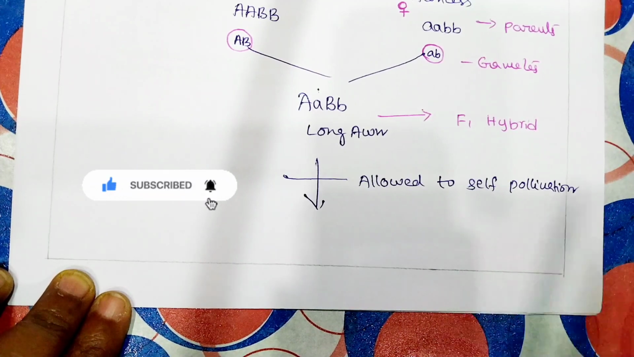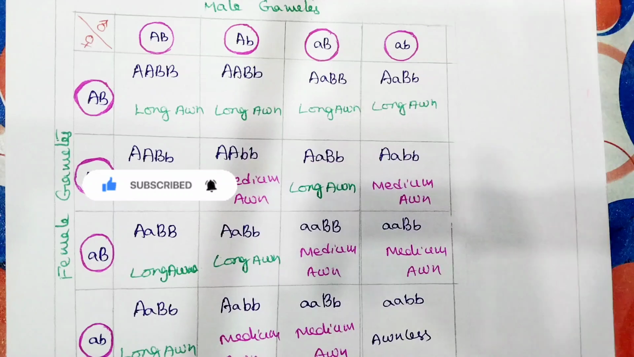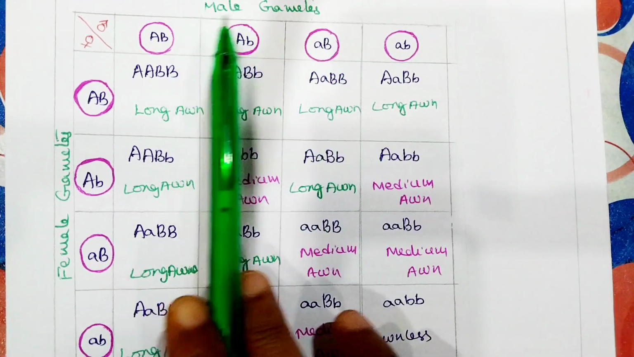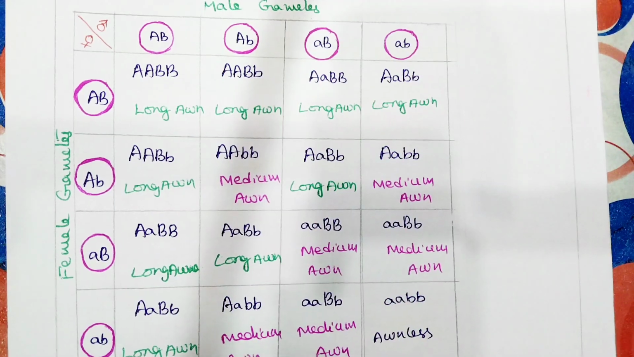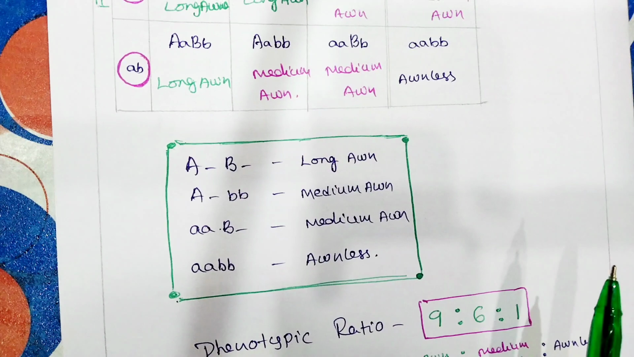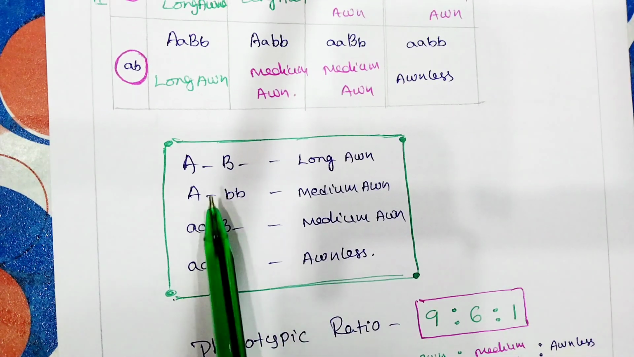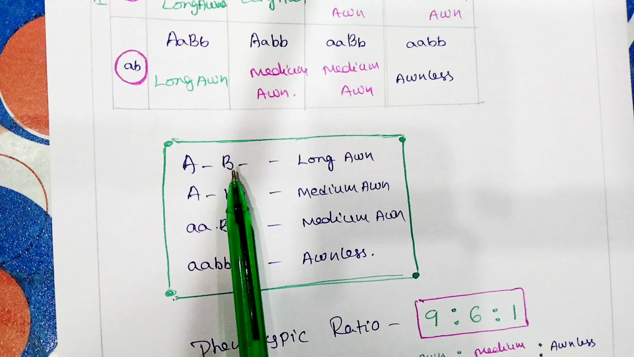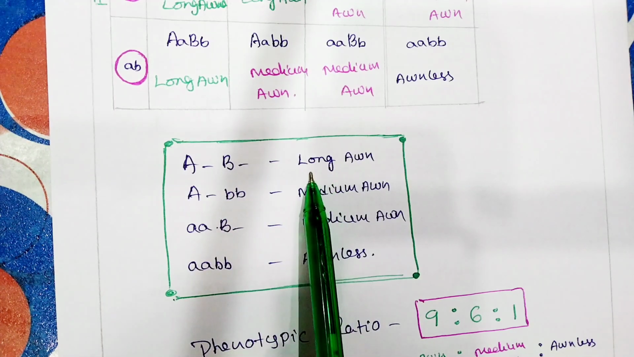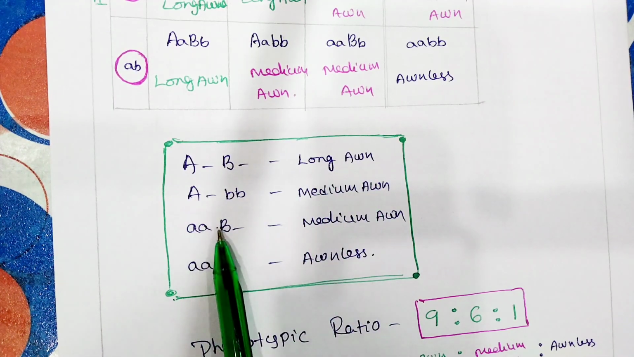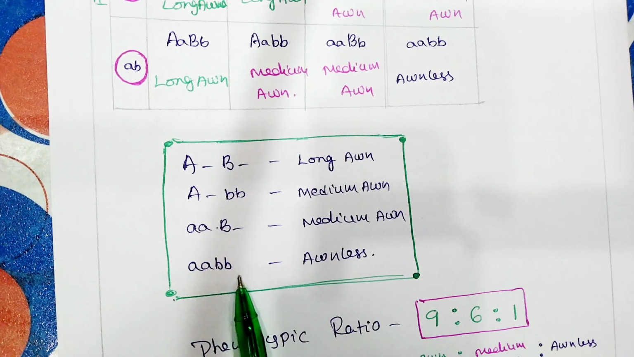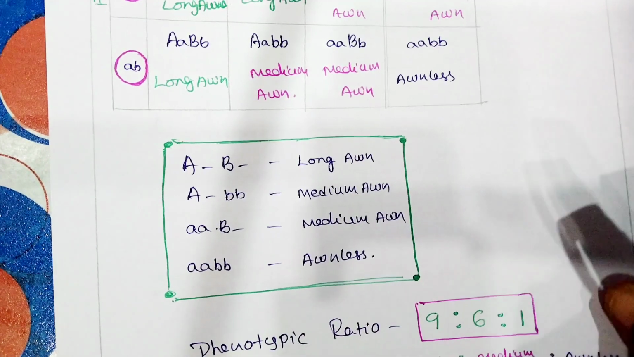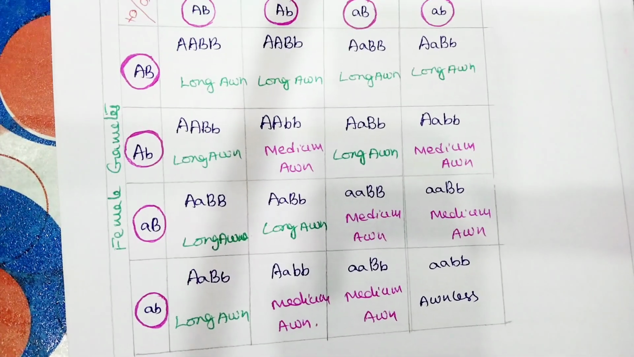Let's see the Punnett board. These are the F2 ratios we get. Before seeing the Punnett board, you have to remember these situations: when both the genes are present, due to the cumulative effect, long awn is produced. When they are present alone, they produce medium awn. When both the genes are absent, they produce awnless. Now we are going to see the Punnett board.